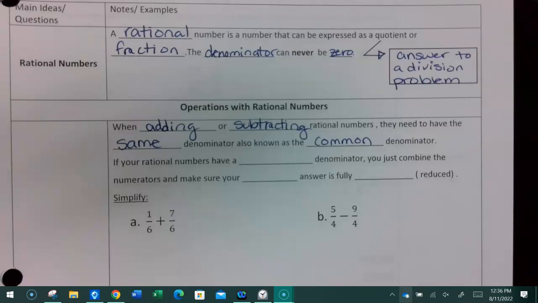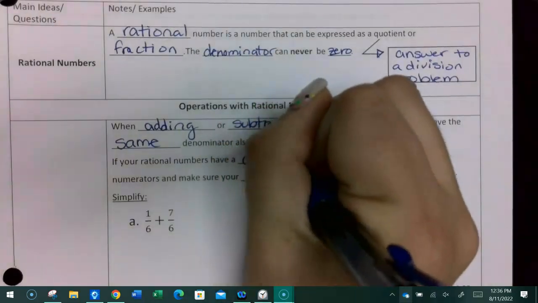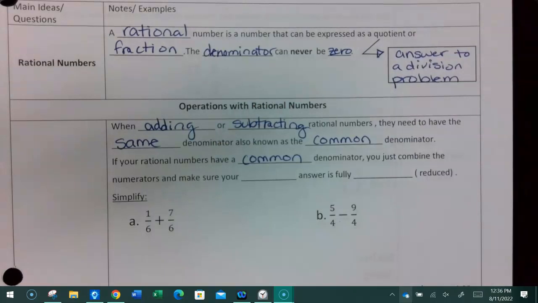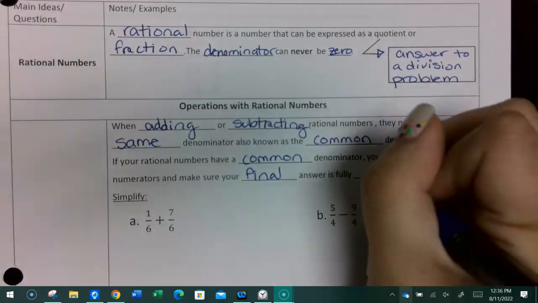So if your rational numbers have a common denominator, you just combine the numerators and make sure your final answer is fully simplified.